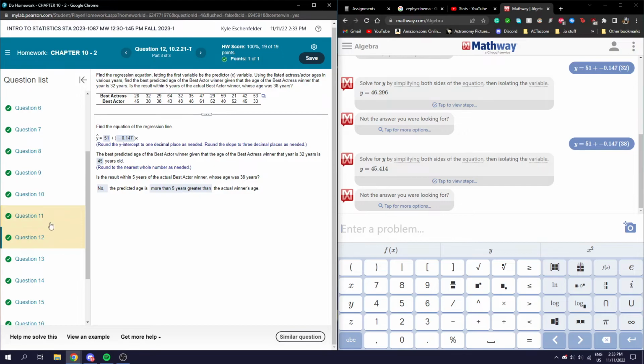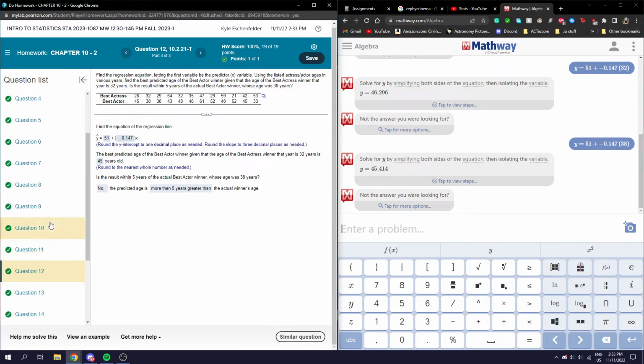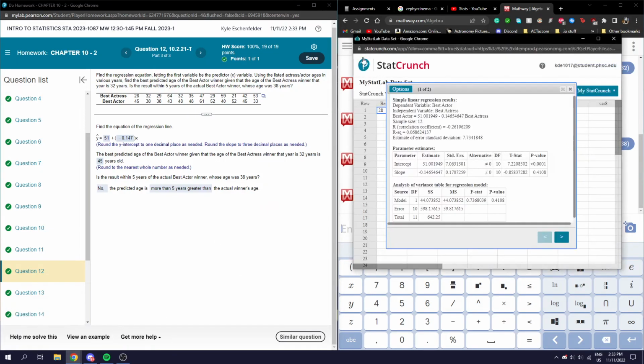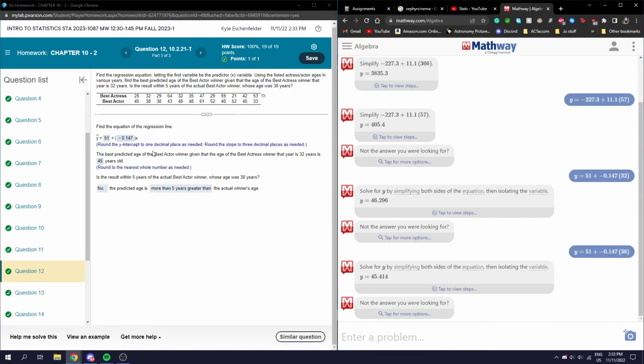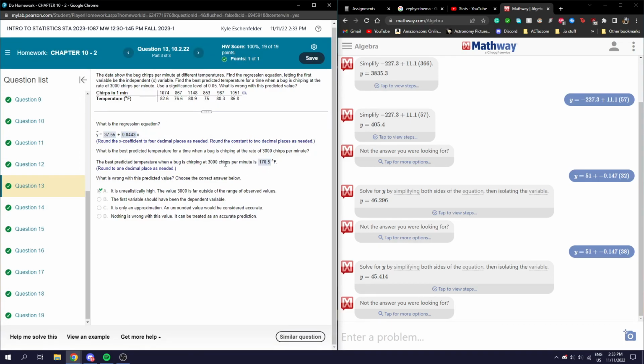But once you get these steps, the most important thing is just a piece of paper, because that part isn't StatCrunch, but everything else you can just do in StatCrunch or Mathway for the solving, because ain't no way I'm doing that by hand, no chance. All right, yeah, and all the other ones are fine.